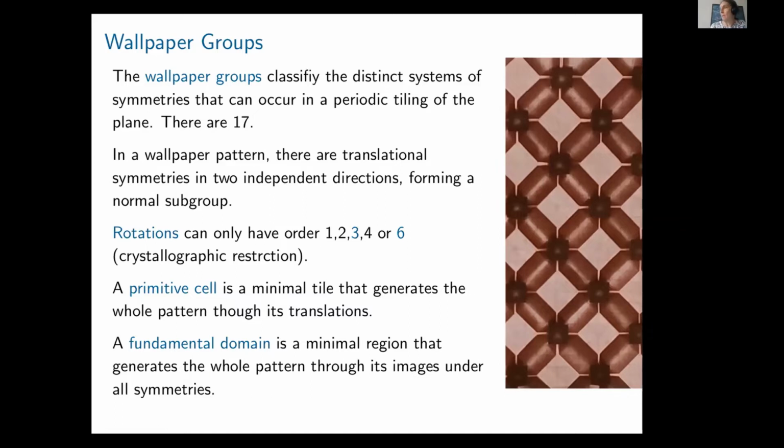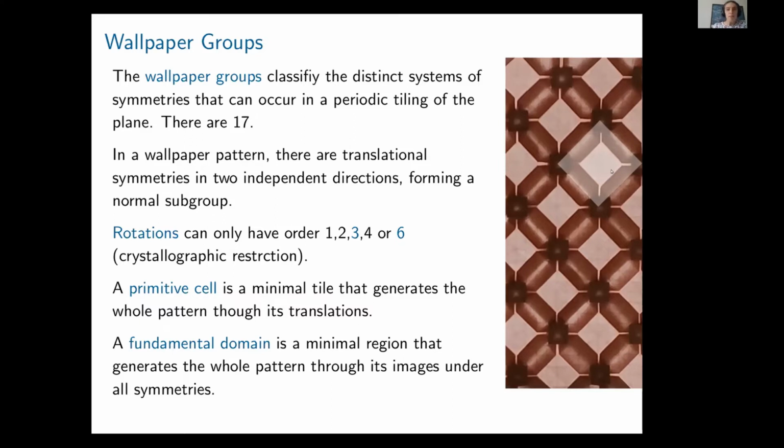A primitive cell is a minimal tile that generates the whole pattern through its translations. For example, in this picture there's an example of a primitive cell. If we take this particular square, this is an origami tessellation. If we take that square and slide it along, the next copy would be here, there'd be a copy here and here, and we can cover the entire plane with just translated copies of this primitive cell. There's no smaller version of that one, no subset of that cell that will do the same trick if we only allow ourselves to use translations.